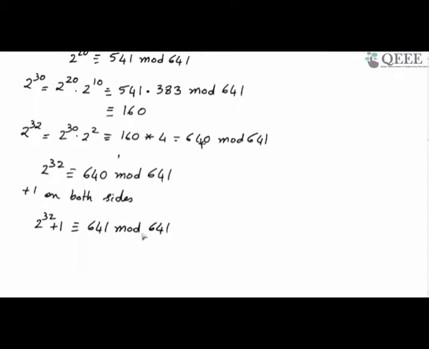I notice that 641 mod 641 is 0, because when you divide 641 by 641 you will get a remainder of 0. So therefore this is 0 mod 641. So we get that 641 divides 2 power 32 plus 1, and we are done.